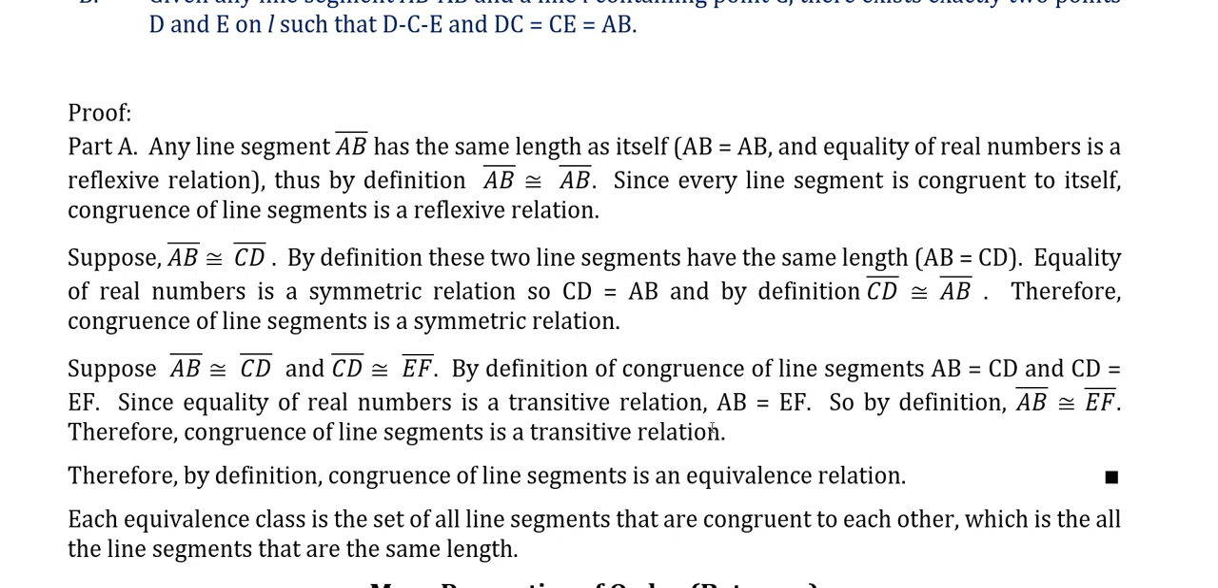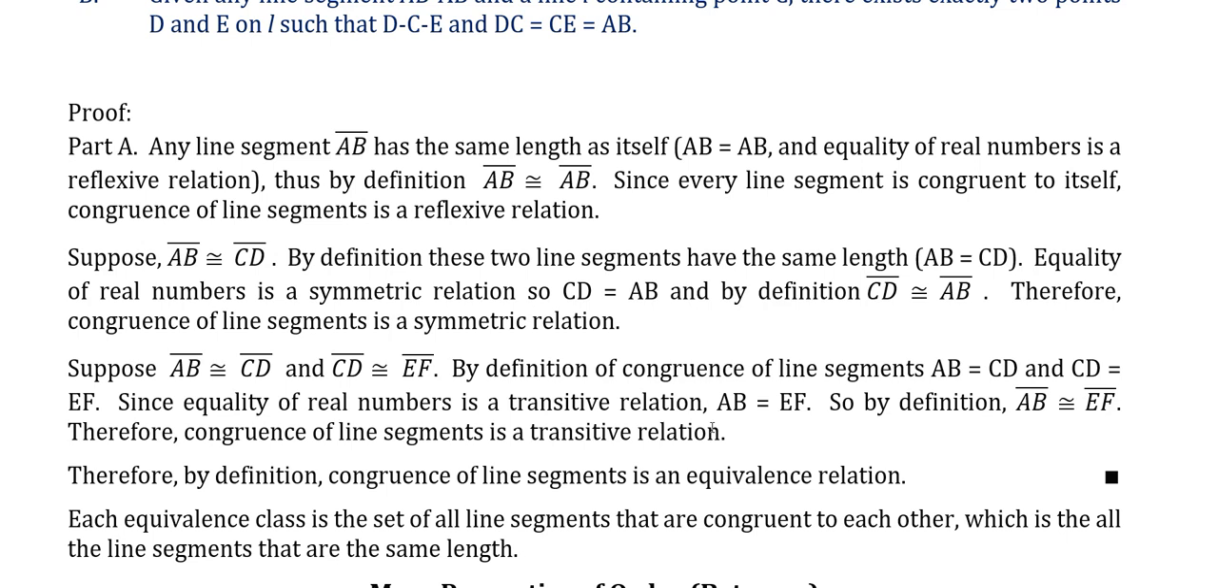Part A. Take any line segment AB. It has the same length as itself. AB equals AB, and equality of real numbers is a reflexive relation. Thus, by definition, AB is congruent to AB. Line segment AB is congruent to line segment AB because length AB is equal to length AB, and that's the definition of line segments being congruent. Since every line segment is congruent to itself, congruence of line segments is a reflexive relation. Okay, so we got reflexive.